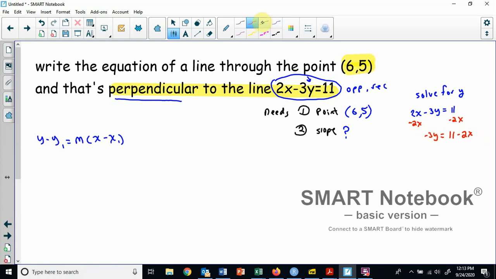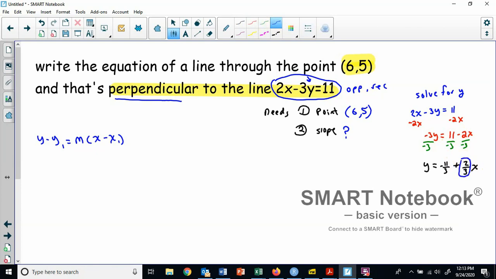Now I need to divide all three pieces by negative 3. Now be very careful here. These are gone, so I have y equals 11 over negative 3. That does not reduce. And then be very careful here. A negative and a negative, ugly daddy, ugly mama, that's going to make a pretty baby. And 2 over 3, does that reduce? No, it doesn't. So 2 over 3x. So what is the slope of this line? 2/3.